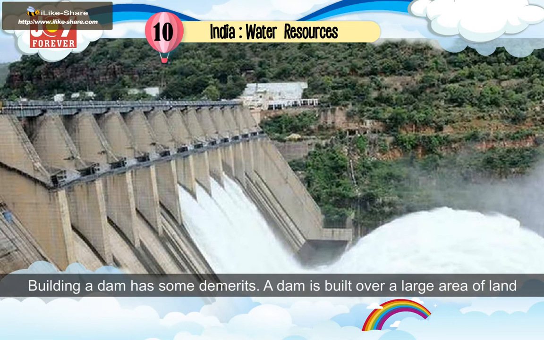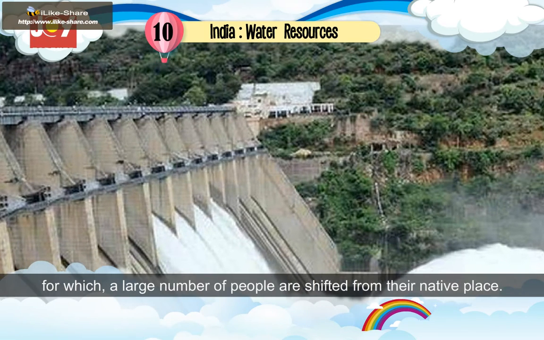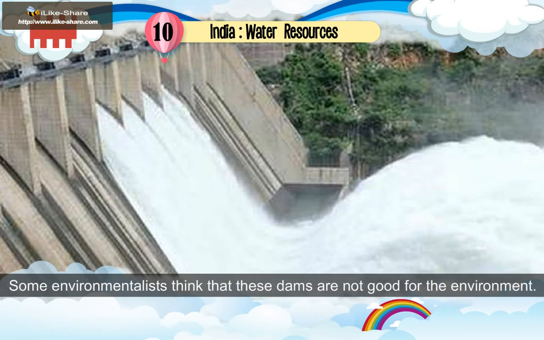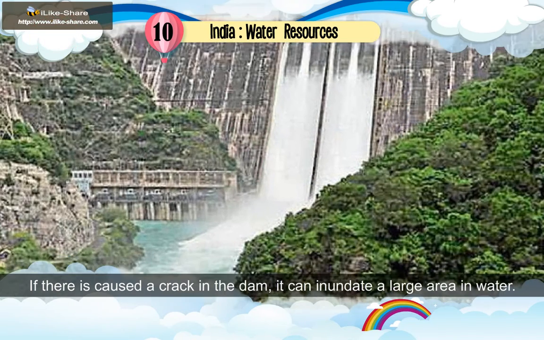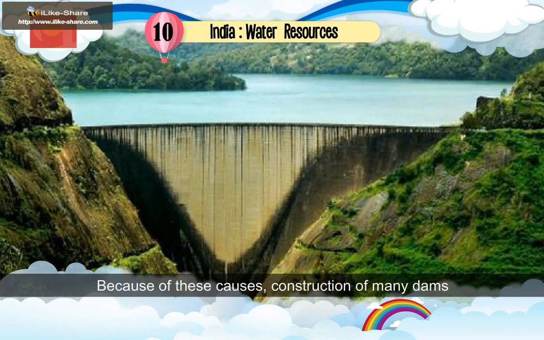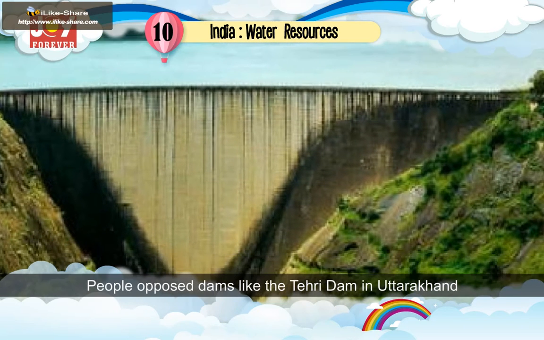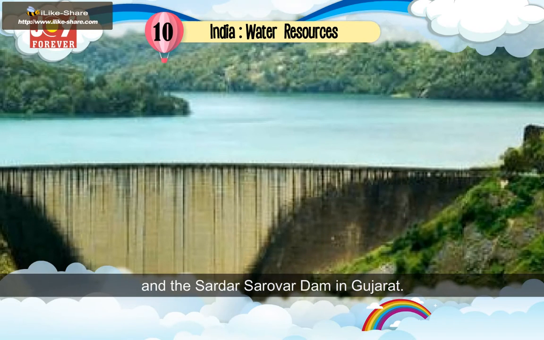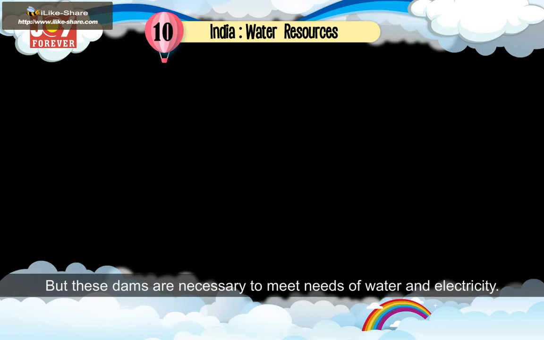Building a dam has some demerits. A dam is built over a large area of land, for which a large number of people are shifted from their native place. Some environmentalists think that these dams are not good for the environment. If a crack is caused in the dam, it can inundate a large area in water. Because of these causes, construction of many dams has faced opposition from people. People opposed dams like the Tehri Dam in Uttarakhand and the Sardar Sarovar Dam in Gujarat. But these dams are necessary to meet needs of water and electricity.